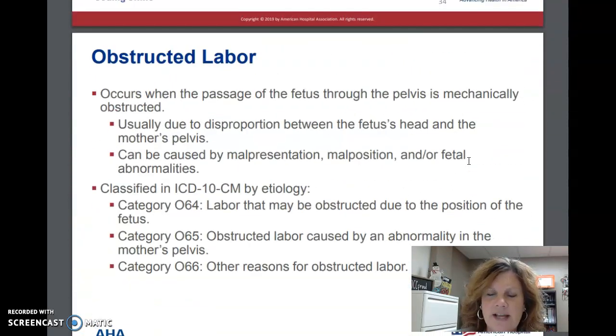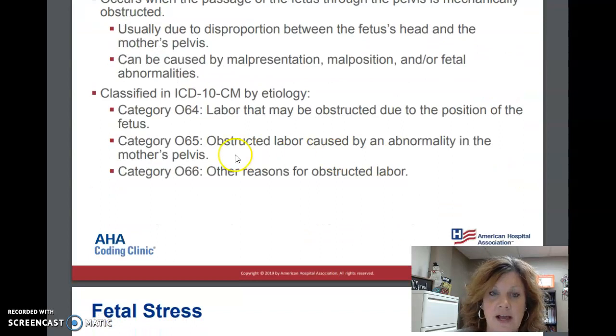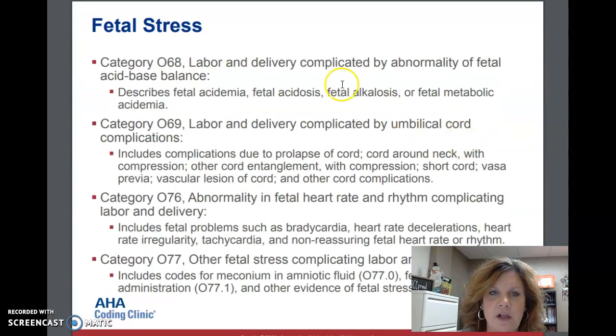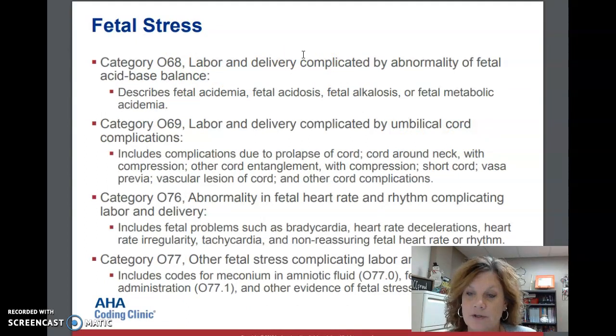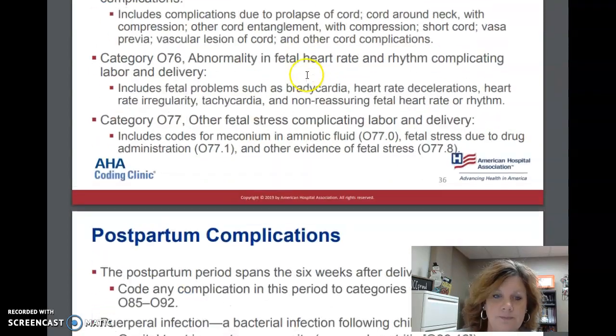Obstructed labor is a lot of times what we're going to use with pregnancy. Okay, so with pregnancy, I have O64, obstructed due to position of the fetus. I have O65, obstructed labor caused by abnormality in the mother's pelvis. And then other reasons. Fetal distress. One thing I always tell students, if there's fetal distress, that means the baby's having distress too. So if you're coding that, make sure it's an O code. You don't want a P code on the mother's chart. Same thing, you don't want an O code on a baby's chart.